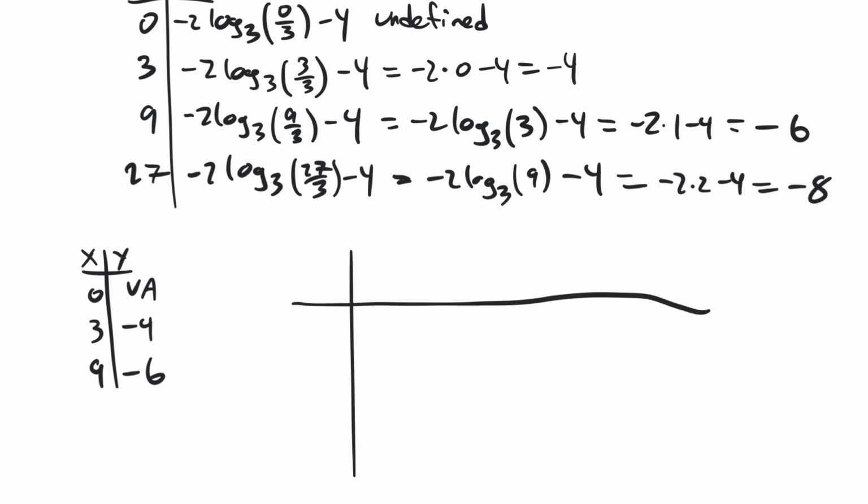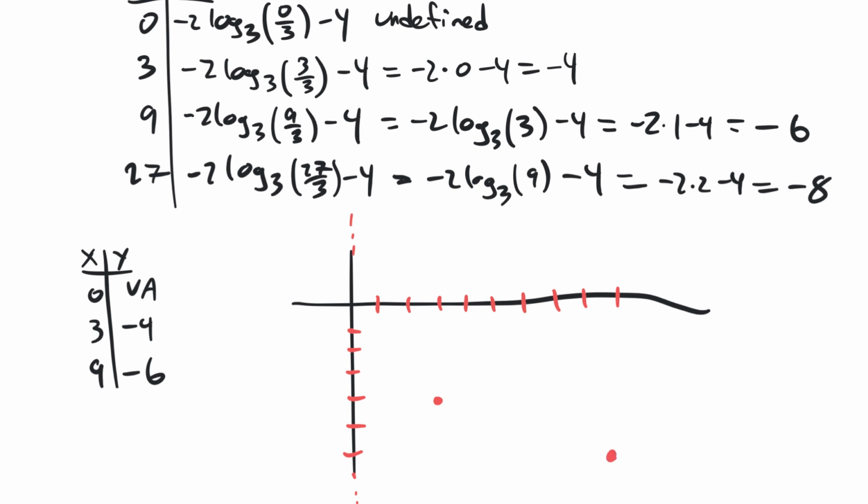So I got 1, 2, 3, 4, 5, 6, 7, 8, 9. 1, 2, 3, 4, 5, 6. Vertical asymptote right there at 0. At 3, I'm at -4. And at 9, I'm at -6.